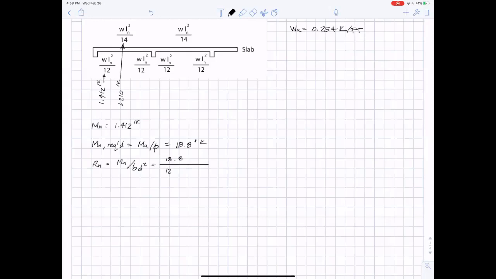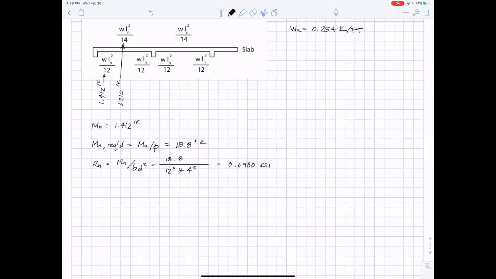RN is MN over BD squared. B is 12. Remember, we're doing a 12-inch segment of the slab, sorry. And D is H minus 1, and we picked H as 5, so D is 4. So 12 times 16 gives RN equals 0.0980 ksi.